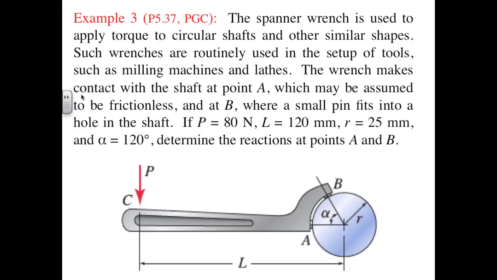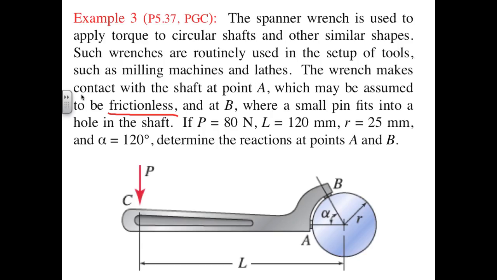Here we have an example from earlier in the chapter involving a piece of equipment called a spanner wrench used to apply torque to circular shafts and other similar shapes. We're told the wrench makes contact with the shaft at point A, which may be assumed to be frictionless. What that tells us is that at A we're going to have a normal force where the workpiece pushes back against the spanner wrench, but we won't have any friction force tangent to that workpiece.